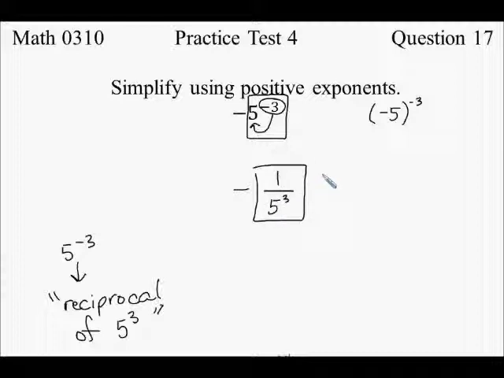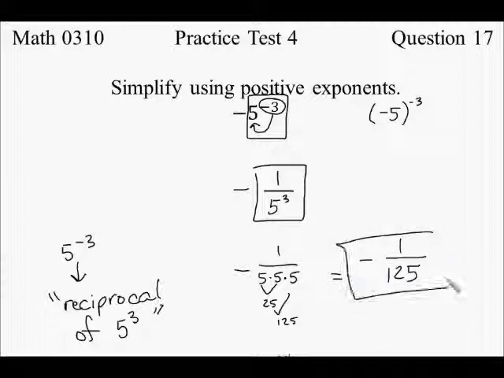And now we look at our answer choices, and they want us to do the multiplication here. So this becomes negative 1 over, thinking of this as repeated multiplication, 5 being multiplied with 3 copies. 5 times 5 would give us 25, times another 5 would give us 125. And so this becomes negative 1 over 125, and that is answer choice E.